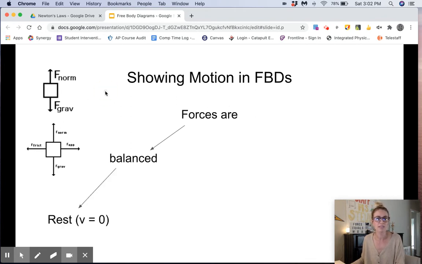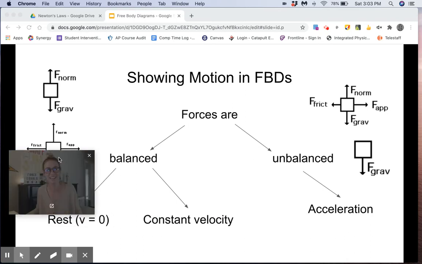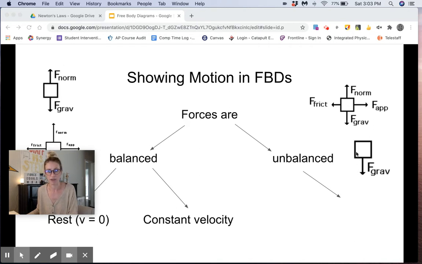And when the forces are balanced, we either are at rest or we are in motion at constant velocity. So the key here is that when we have balanced forces, there are no accelerations, because remember, unbalanced forces cause accelerations. And unbalanced forces in free body diagrams look something like this. Look at our applied force is larger than our friction force here. So this object is going to be accelerating to the right. And then here, our force of gravity is the only force acting on the object. So the object is accelerating downward because there's no force to counteract that force of gravity.